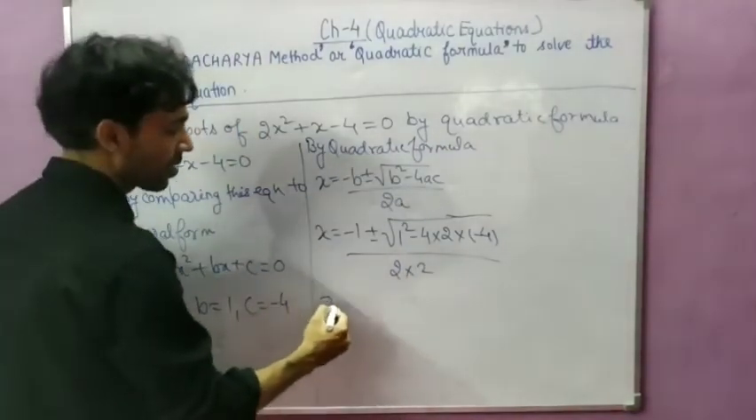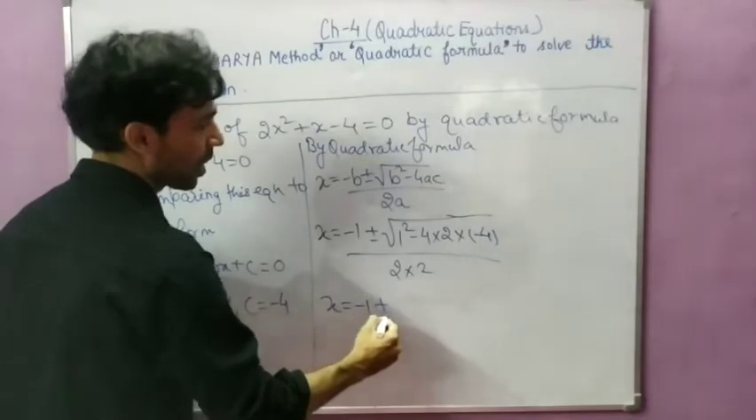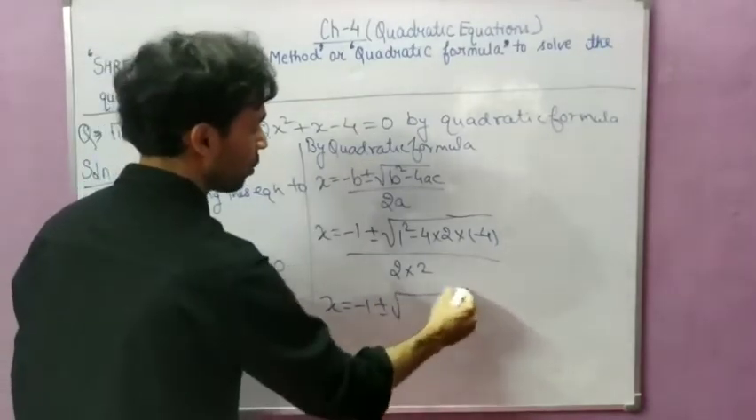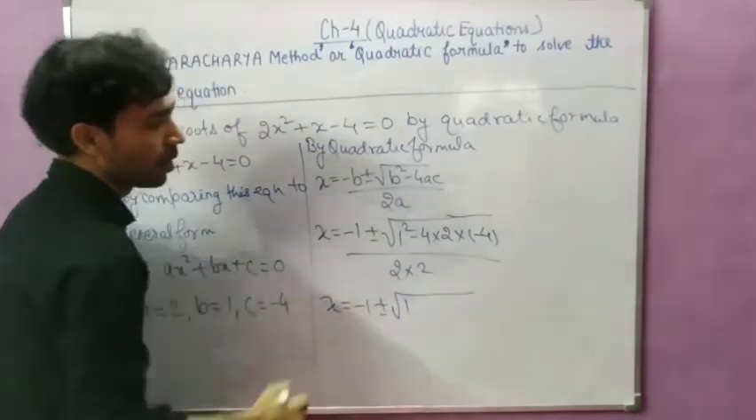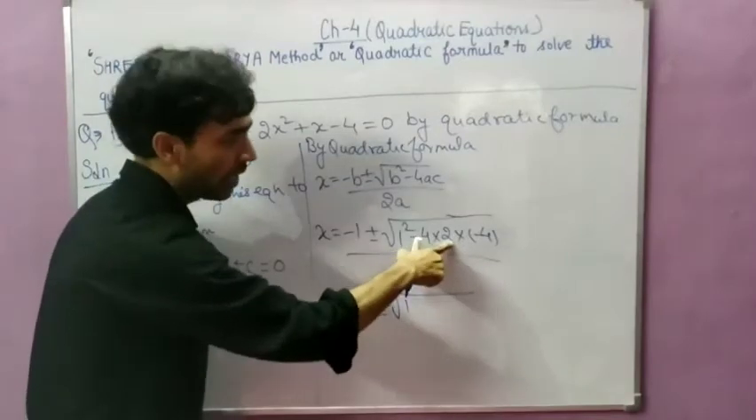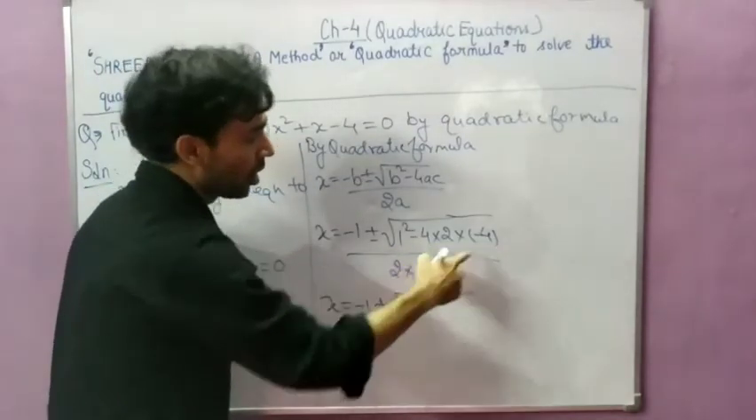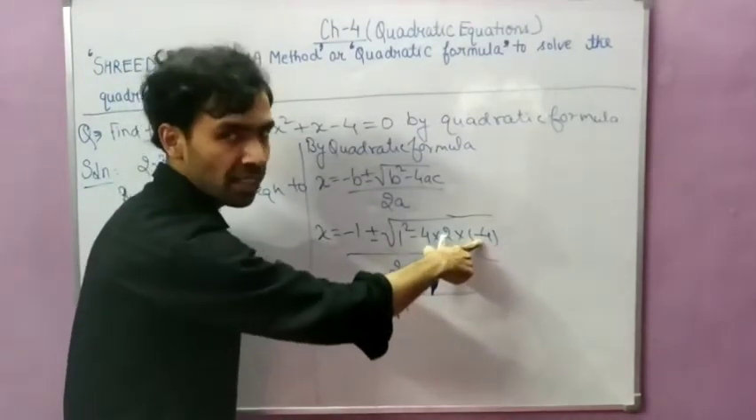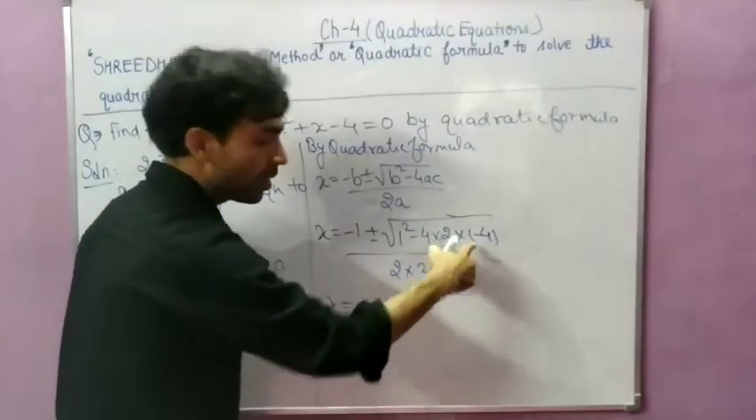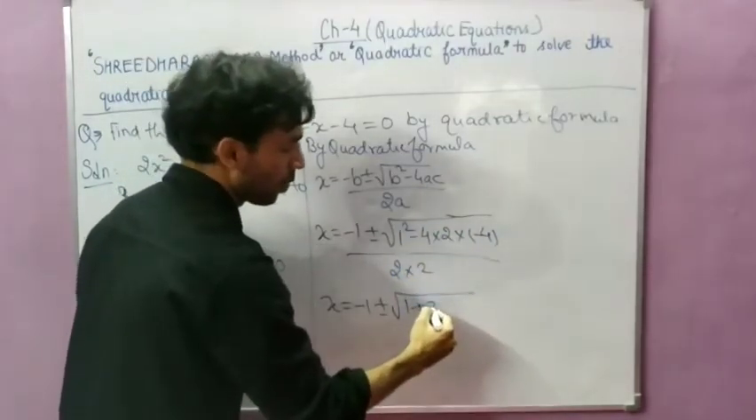Now x equal to minus 1 plus minus under root, 1 square will be 1. Now 4 2s are 8, 8 4s are 32, and because the minus sign is there, so minus 32, and minus minus will become plus, so plus 32.